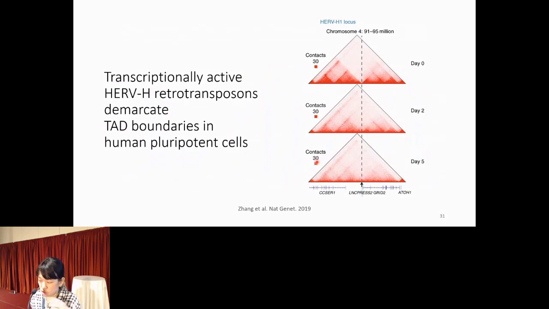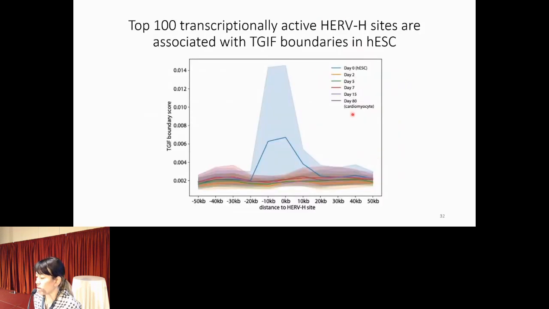Zhang et al. originally generated this data, and they used this data set to show that a particular type of retrotransposon called ERV-H, when transcriptionally active, demarcates TAD boundaries in human pluripotent cells. So you see here at day 0, in stem cells before differentiation, a transcriptionally active TAD boundary, which is marked by this vertical line here, forms a strong TAD boundary, which dilutes out as differentiation proceeds. So validating this point, when we look at the top 100 transcriptionally active ERV-H sites out of several thousand, we find higher TGIF boundary scores at the day 0 pluripotent state than in any other subsequent time points during differentiation.